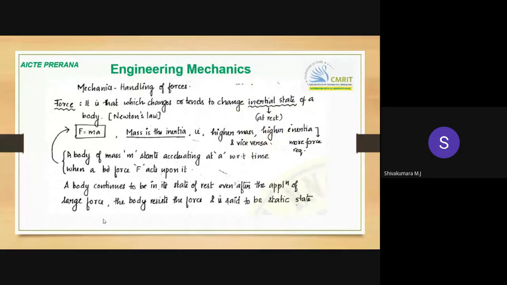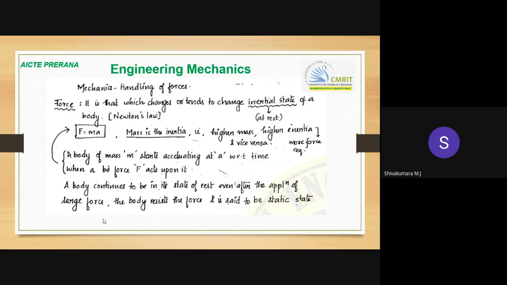Coming to the engineering mechanics subject, some introduction to start with. This subject basically deals with forces, the effect of a force on a body. So it is important to know the definition of force as we are dealing with forces in this subject. What is the definition of a force?